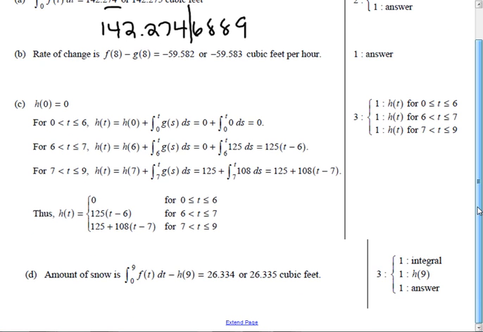Okay, there's the answer to the other one, and I said you could write it either way. Any way you like to do it. Okay, so it is 3 points. 1 point for writing your integral. 1 point for this guy.